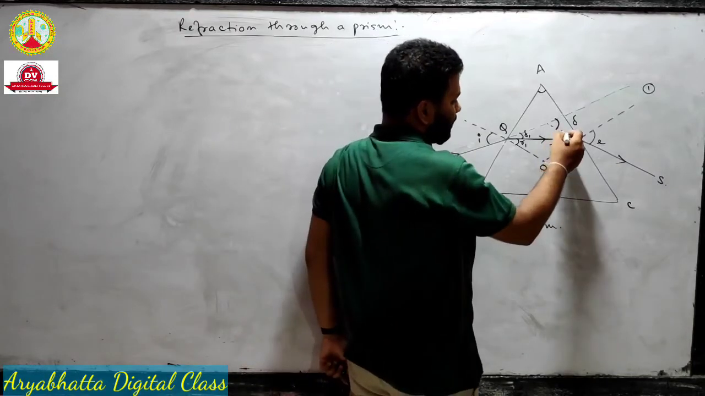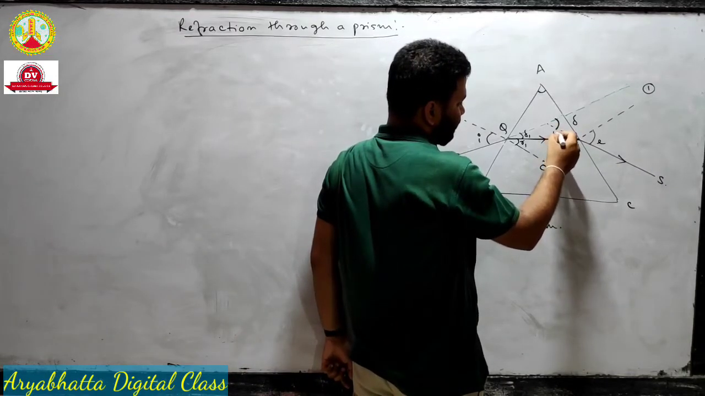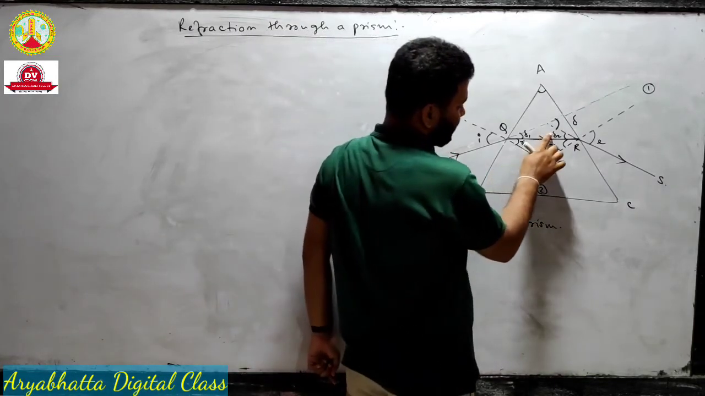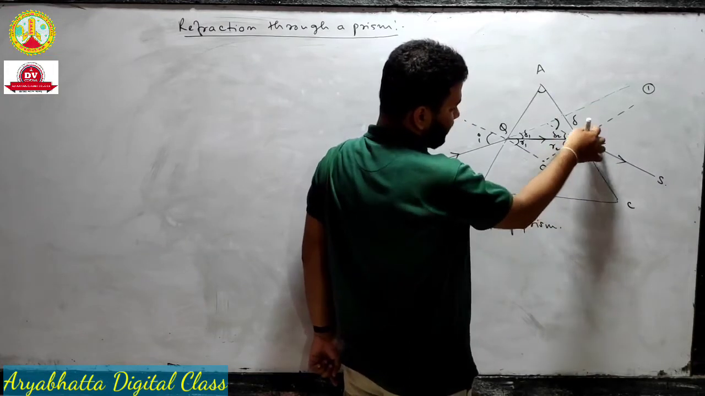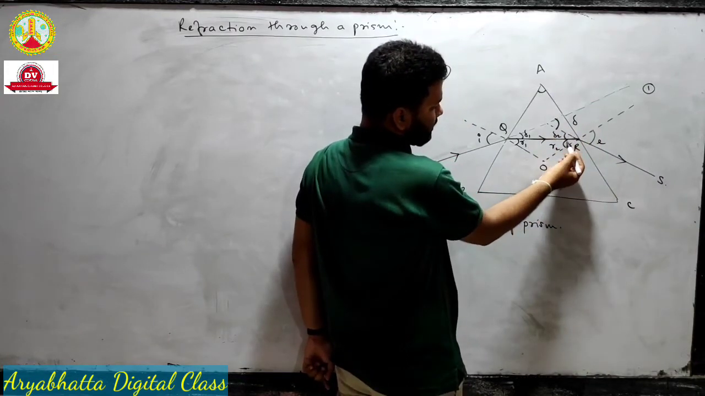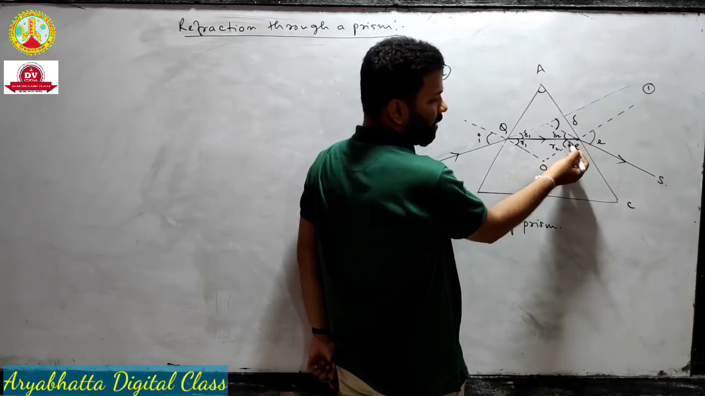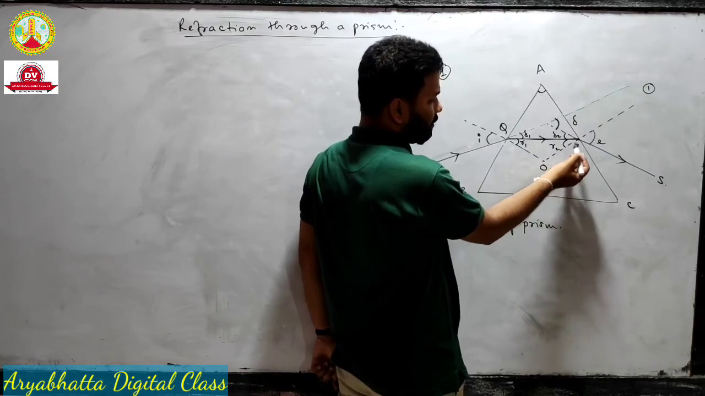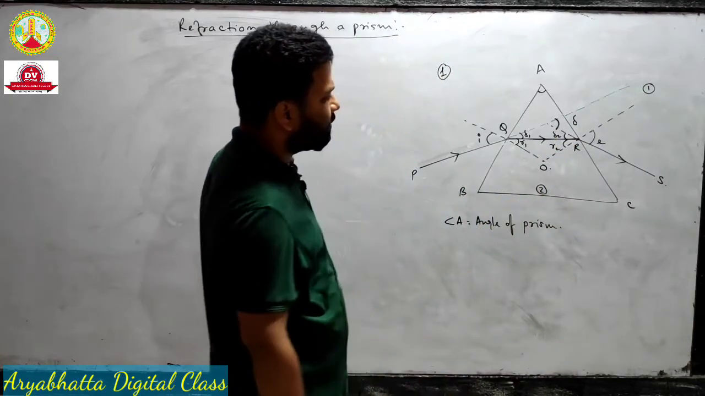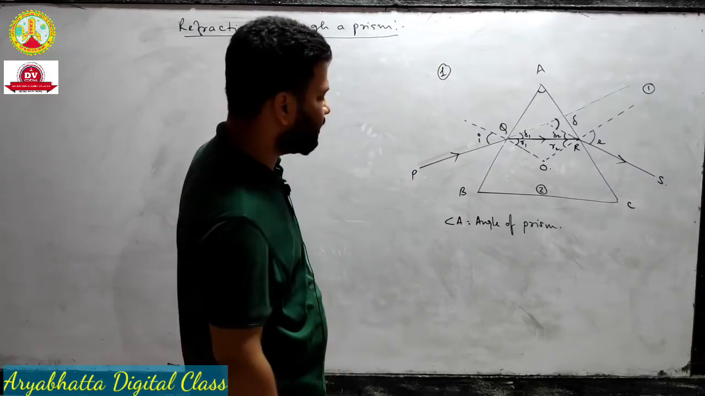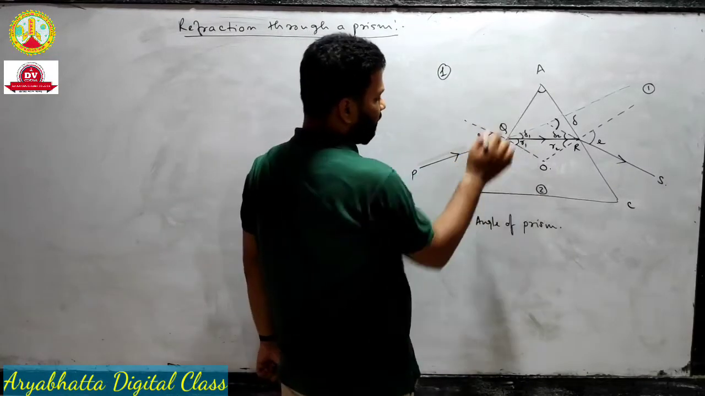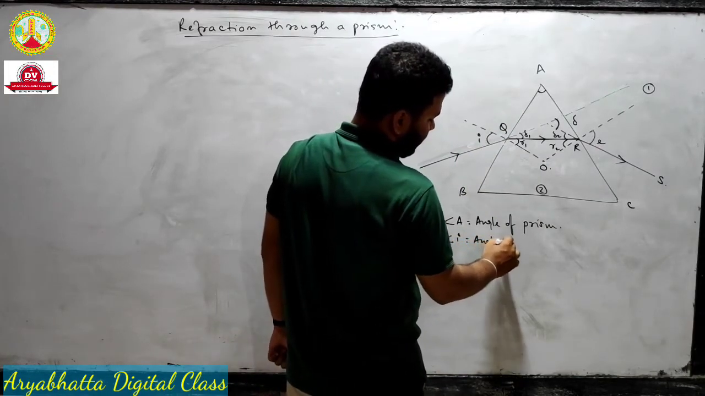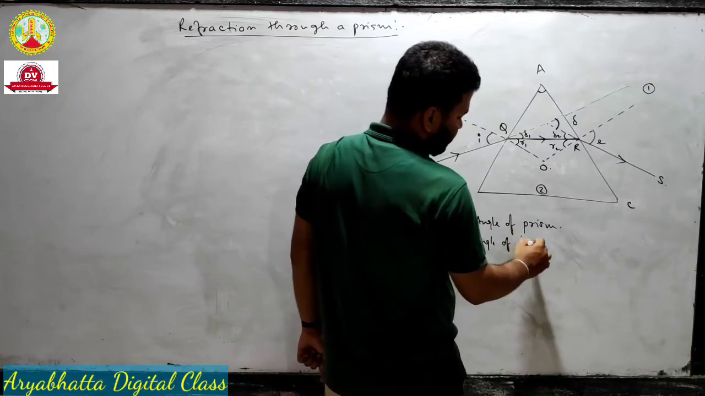Similarly, suppose this angle is delta 2. You have to draw the diagram step by step. So what is delta 2? This is E. This angle and this complete angle, from here to here, are equal because they are opposite. So E is equal to delta 2 plus R2. So delta 2 will be equal to E minus R2. Okay, so what is A? A is the angle of prism. What is angle I? Angle I is the angle of incidence.